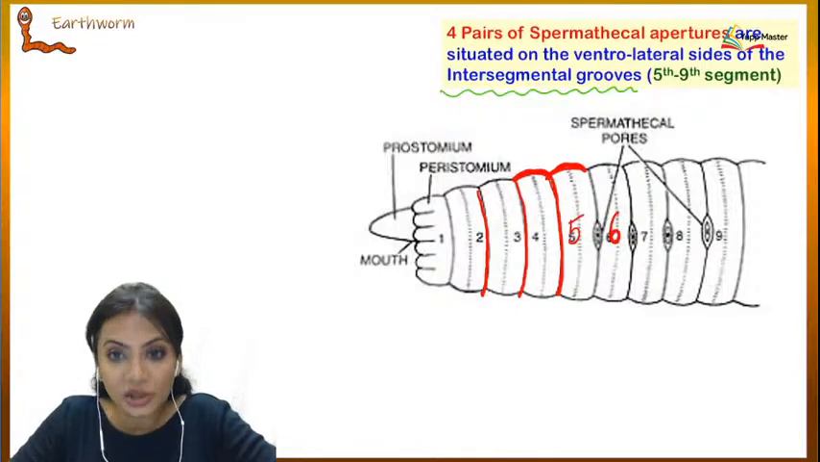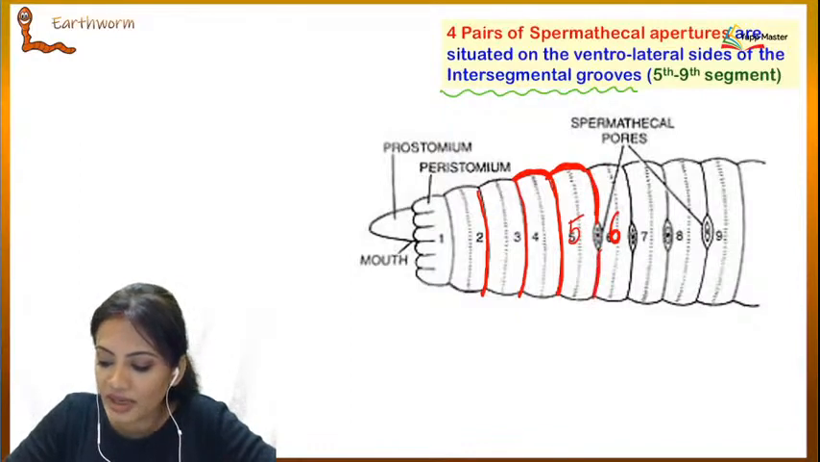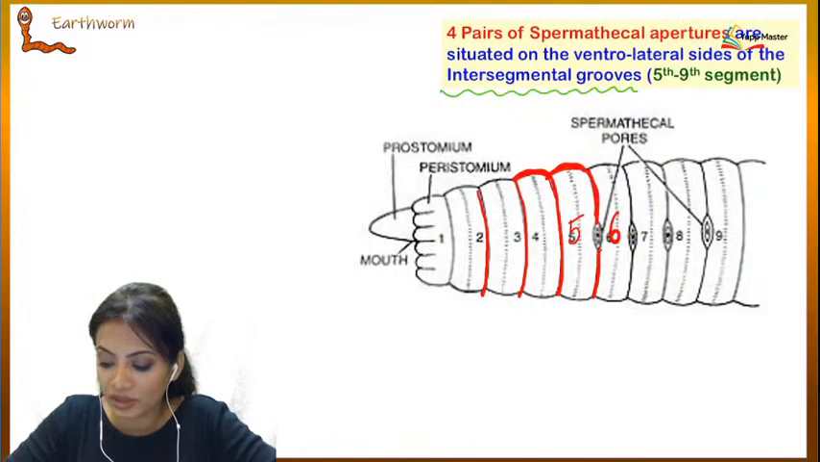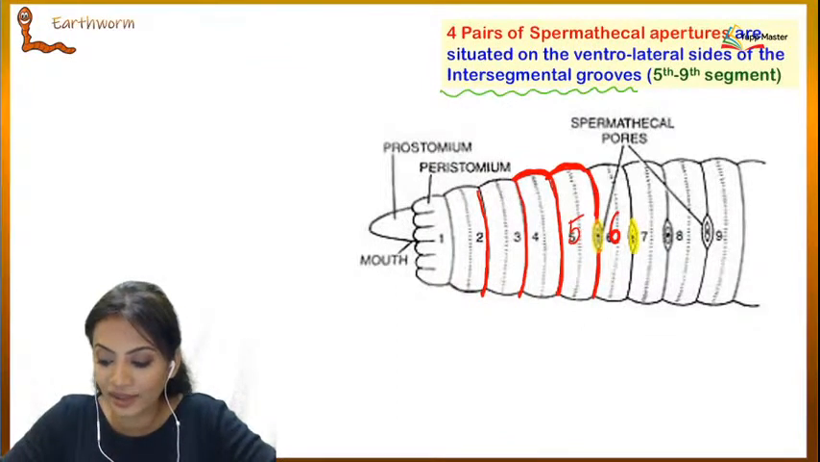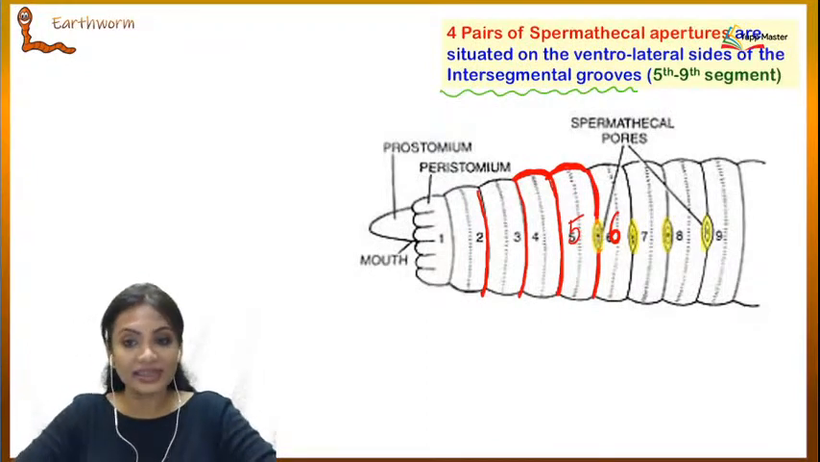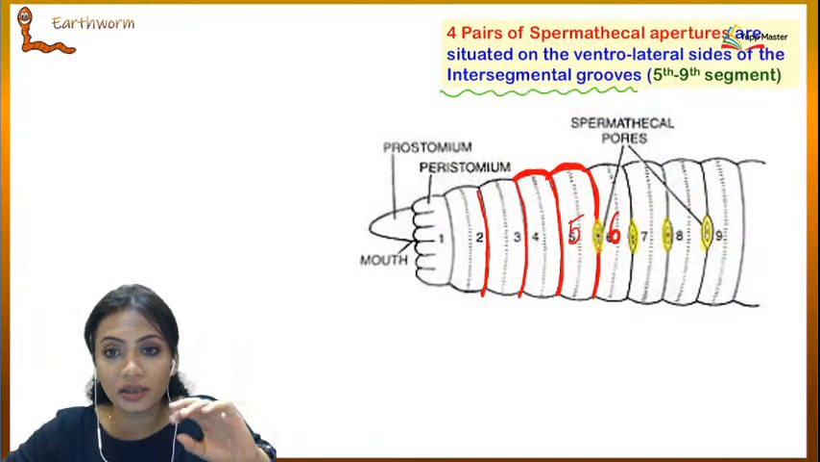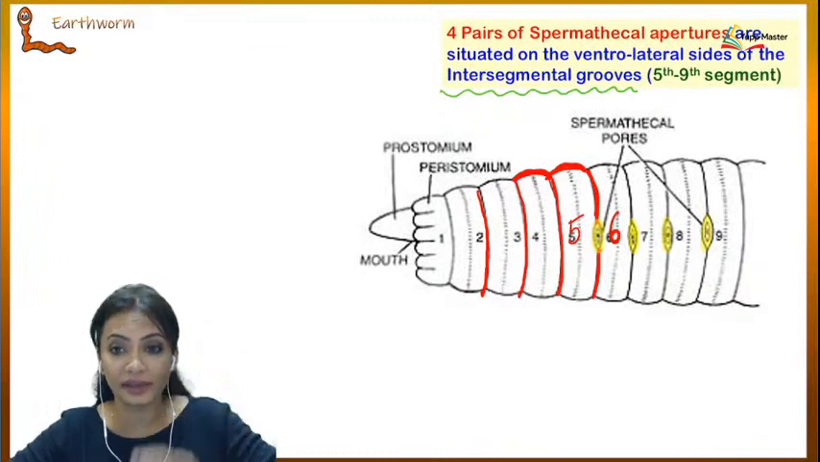Okay, between these two segments there is an intersegmental groove, and this intersegmental groove is the region where you can find this over here, and this is that aperture we are talking about. So that's one aperture there, the second one, the third one, and the fourth one. So we can see here how there are 4 intersegmental grooves, and on them there are 4 pairs of spermathecal apertures.